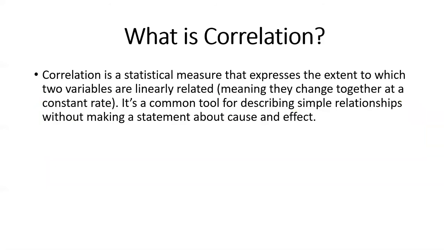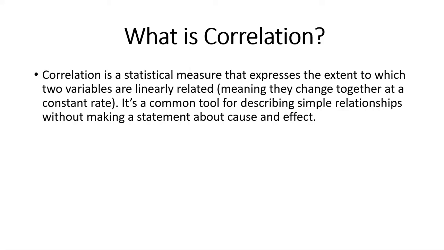So what is correlation? Let's understand. Correlation simply means the study of an association between variables, where we see how much the variables are interrelated. Correlation is a statistical measure that expresses the extent to which two variables are linearly related, measuring their change together at a constant rate.